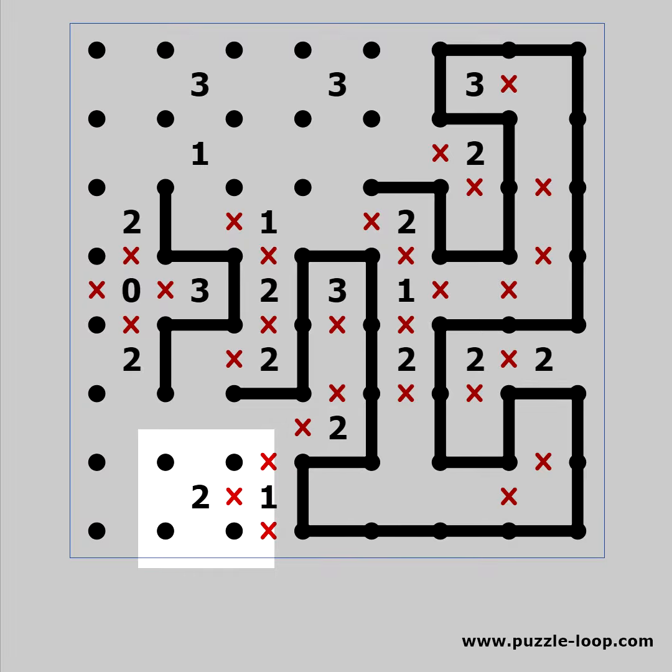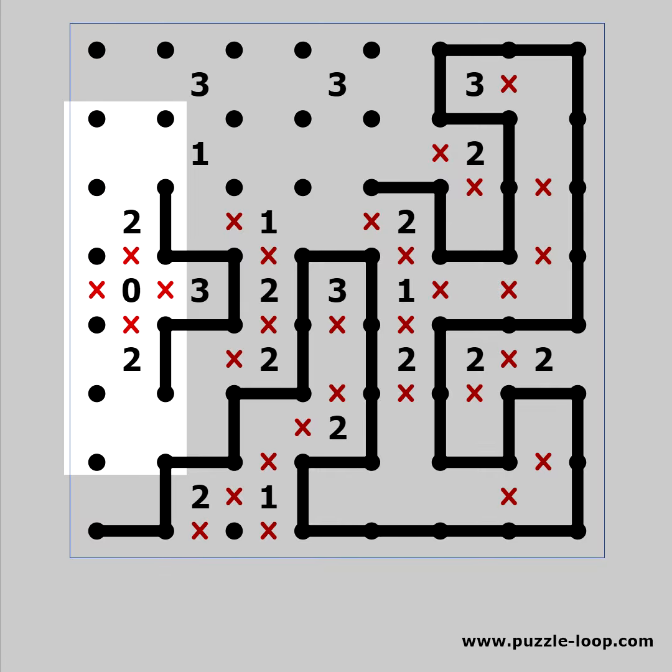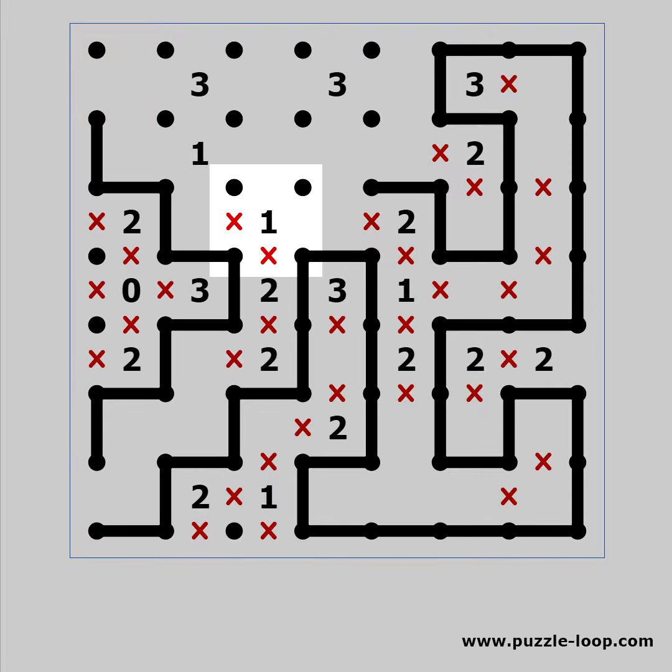Look at this 2. If we place a line on the bottom side, it will have nowhere to continue, leaving only 2 possible sides for the 2 lines. Continue both ends of the new segment in the only possible directions. We have the same situation with these 2's. This one can easily be solved. And the left side of the segment can only continue upwards.